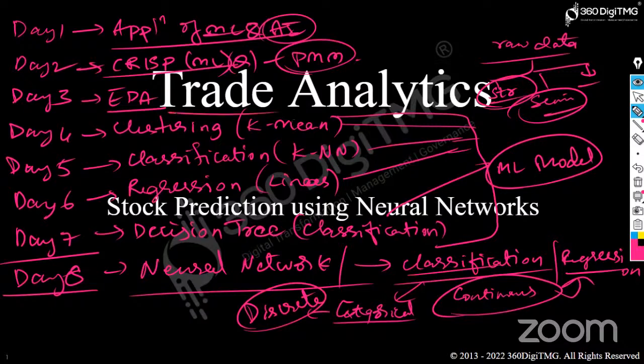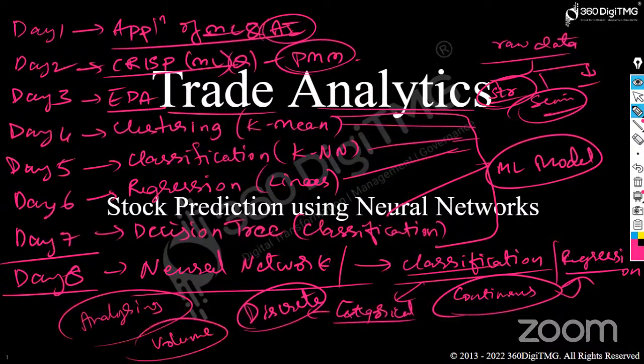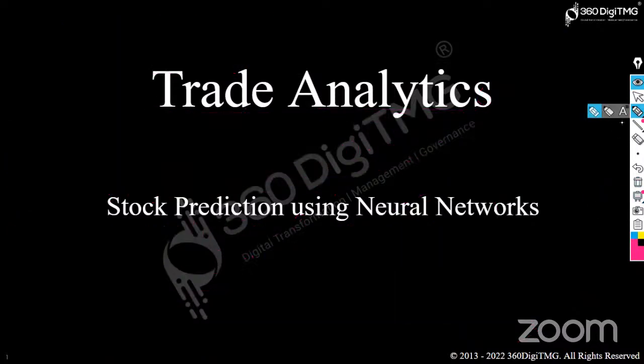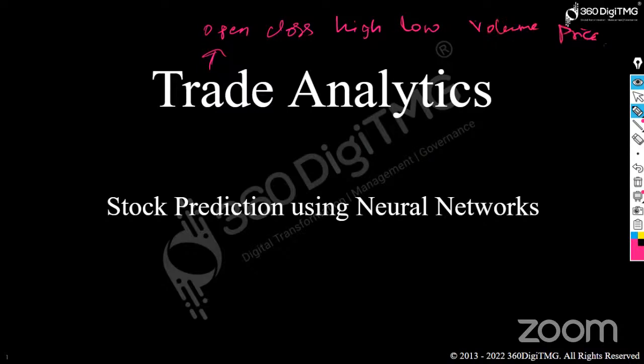So here in trade analytics, you are analyzing the trade with the volume and with the price or the close price that you have. Let me rewrite. When I talk about the stock, you will have open price, close price, high value and low value, and the volume that has been sold and the relative price. So these are the important parameters with respect to the stock or the shares or the trade.